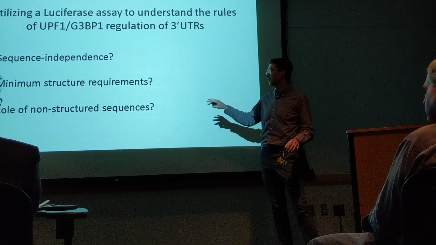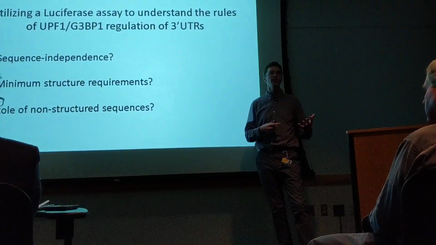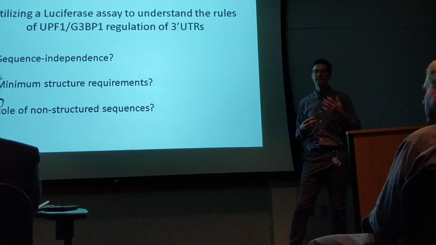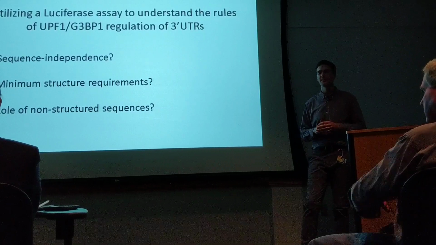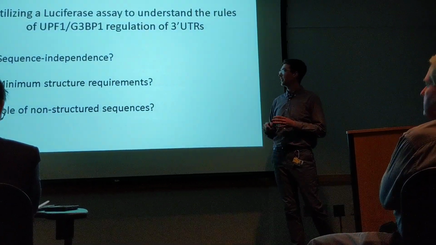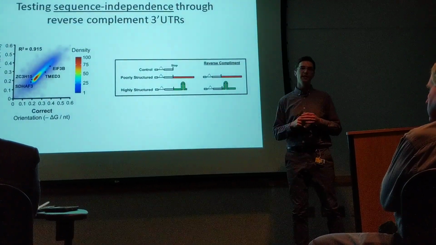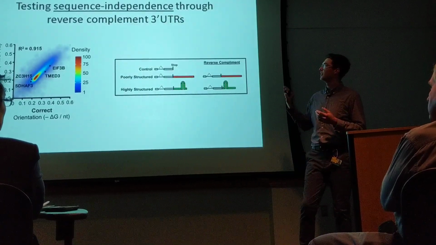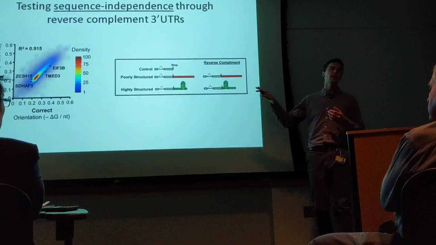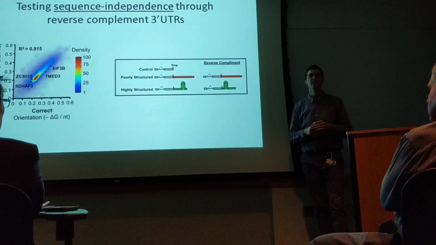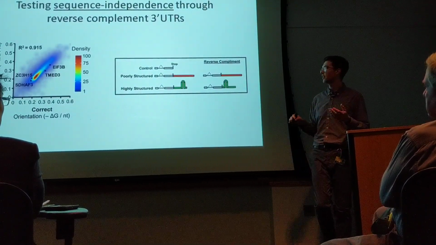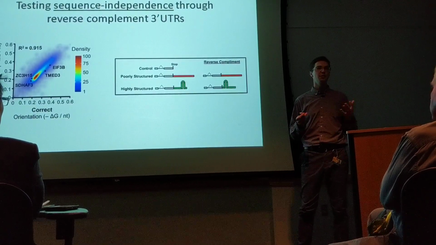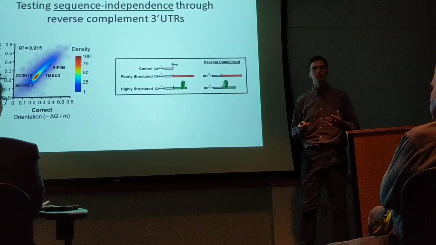And then lastly, everything I've been focusing on is the structured region. So now the question is, is it due to the structured region, or can these non-structured regions play some role in inhibiting this interaction? So first, looking at sequence independence, one easy thing we did is simply insert the 3' UTRs in the reverse complement orientation. By doing so, any sequence-specific features are now lost by being in the reverse order, so that would suggest that any sequence-specific binding proteins will no longer bind.